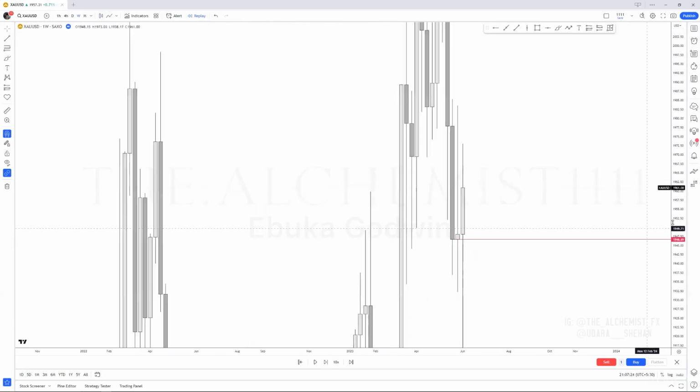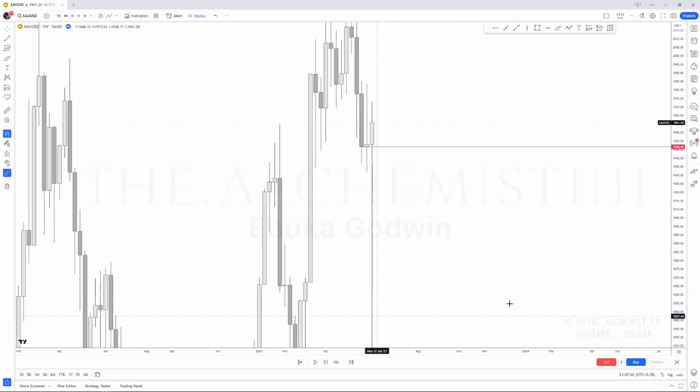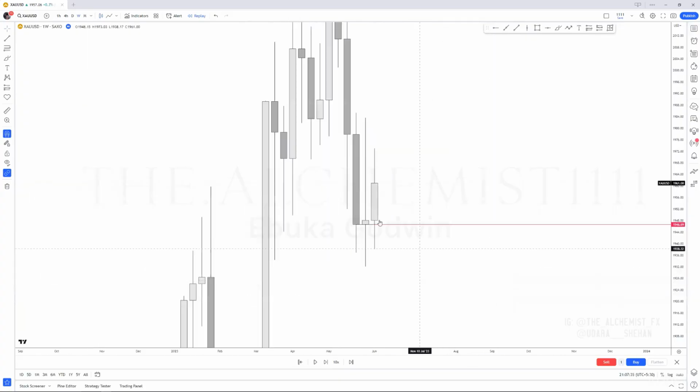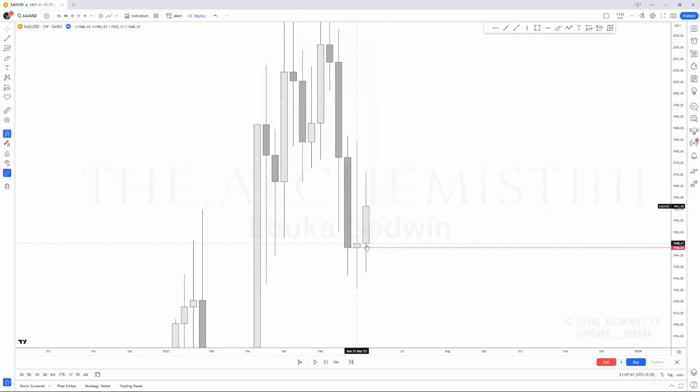Just remember, it doesn't matter how long your wick is into that resistance, or how deep it went down. It does not matter at all. All you need to see is whether the weekly has rejected a weekly support. Do we have that? Yes, we do.